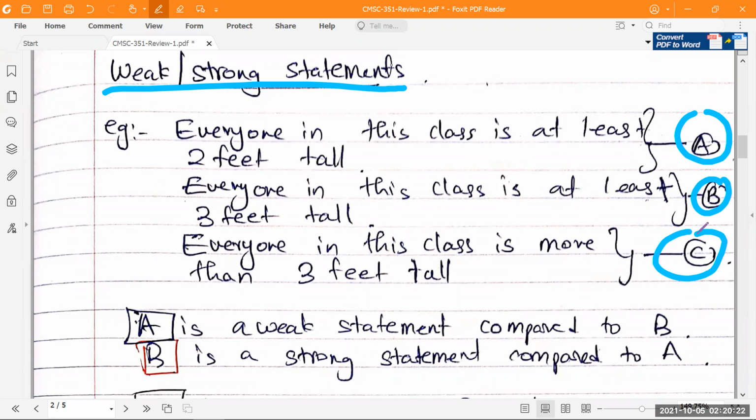Which of these is a strong statement? For example, you can say the first statement for a lot of classes, even when there are people with 2.5 feet, 2 3/4 feet tall in the class, or maybe even 2 feet. But you can't say the second statement for all those classes. So statement B is more restrictive. That is why we call that a stronger mathematical statement. So A is weak compared to B, and B is strong compared to A. And if you look at B and C, do we get the same idea?